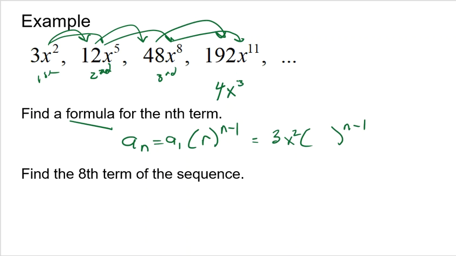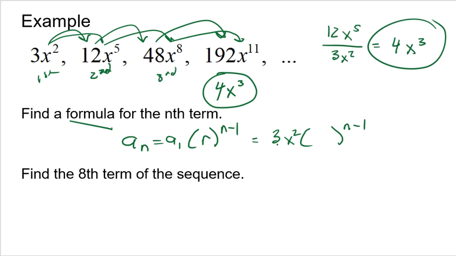Now, if you're looking for another way to figure out that my common ratio is 4x cubed, just divide any two consecutive terms. So if I take 12x to the 5th, that's the second term, divided by 3x squared, that's the first term. Divide those, you get 4x to the third. Bingo. There's your common ratio that goes inside the parentheses here.